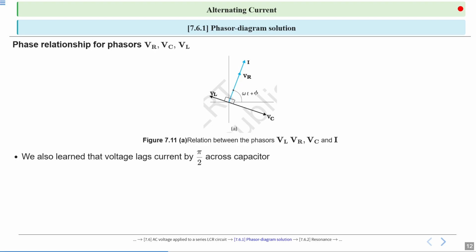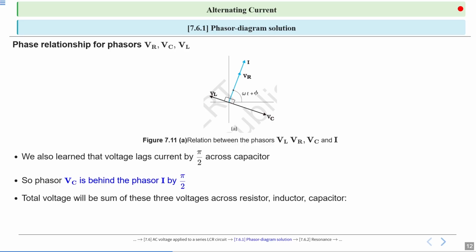Now we also learned that voltage lags current by pi by 2 across a capacitor. So in the case of a purely capacitive circuit, we have discussed that the voltage across the capacitor always lags behind the current phasor by pi by 2 phase difference. So phasor VC is behind the phasor I by pi by 2, like this. So VL is ahead of the current by pi by 2, and VC lags behind the current by pi by 2. So they are exactly opposite to each other, VL and VC. And VR is in phase with the current.